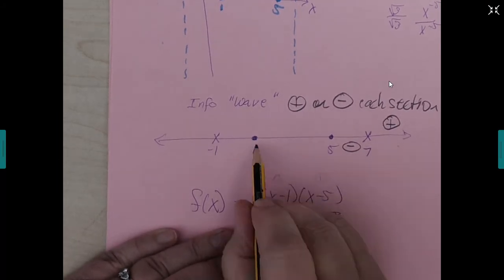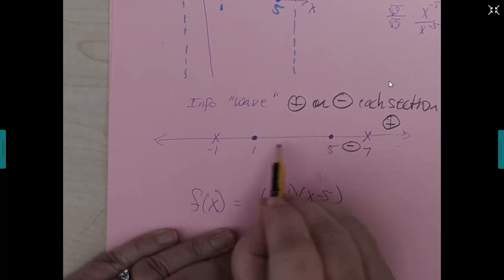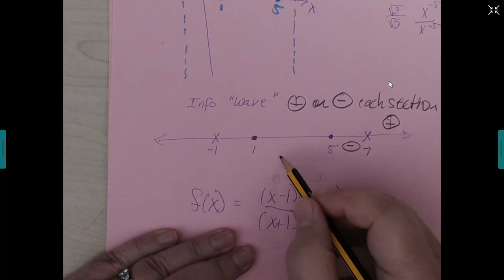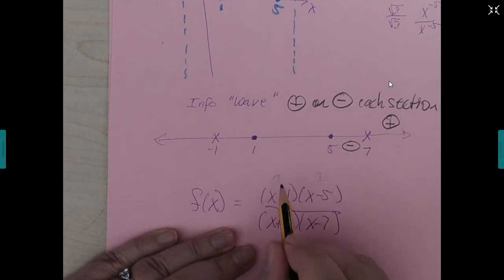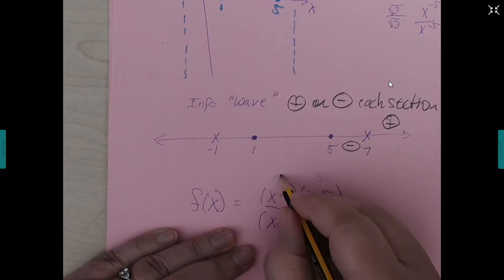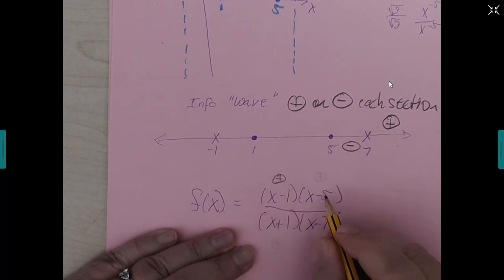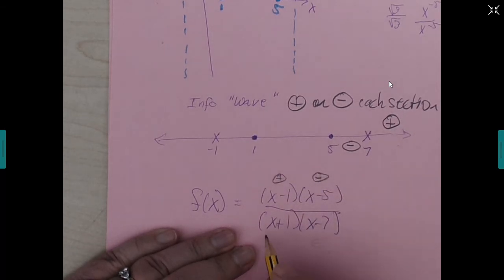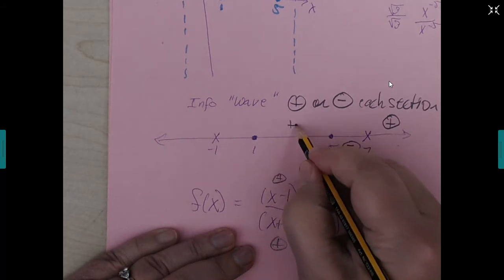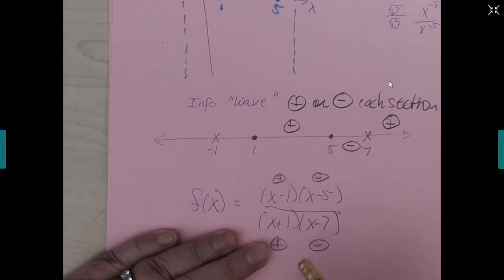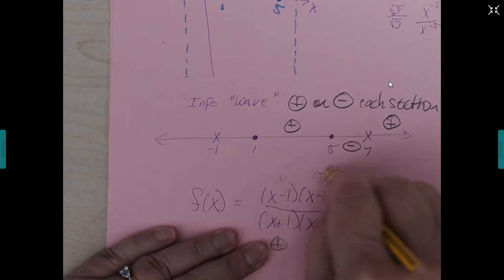Okay, next one. Let's pick between 1 and 5. I don't know, 2, 3, 4. What do you want? Let's try 2. 2 minus 1, positive. 2 minus 5, negative. 2 plus 1, positive. 2 minus 7, negative. Overall, multiplying 2 negatives and 2 positives, you're going to get a positive number here. Okay, next.